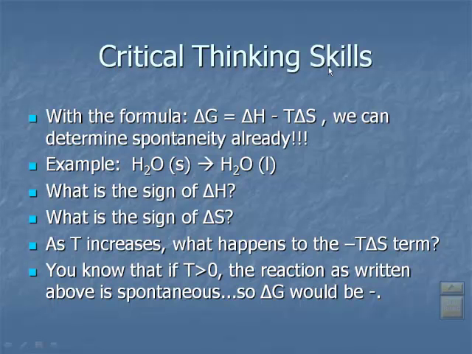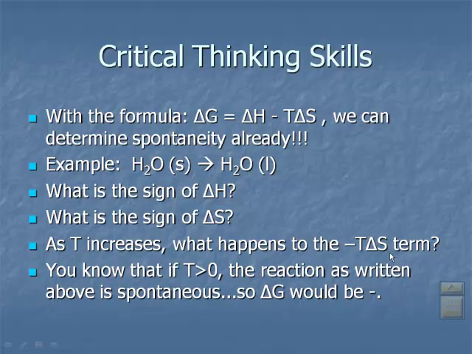So here are some critical thinking skills I want to make sure you got. So with this formula, we can determine spontaneity. Here's an example. You got H2O solid melting into H2O liquid. What is the sign of your delta H? Is that an endothermic process or an exothermic process? Do you have to add heat or take it away? What is the sign of delta S? You went from solid to liquid. Which one do you think is more orderly? And what does that mean? Finally, as T increases, what happens to negative T delta S term?